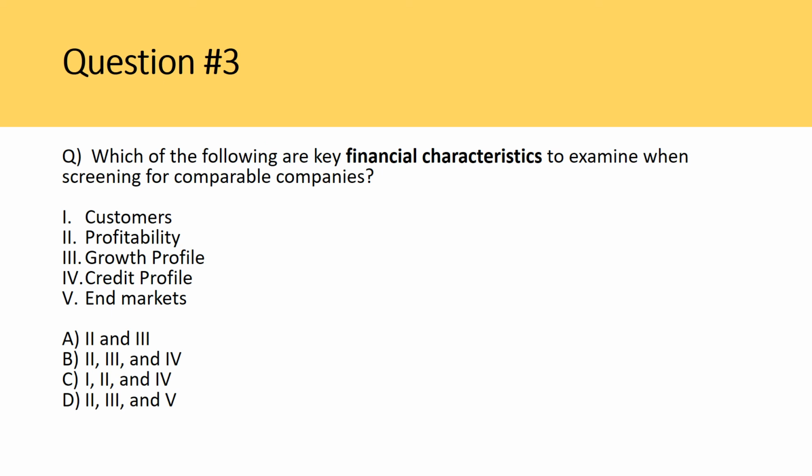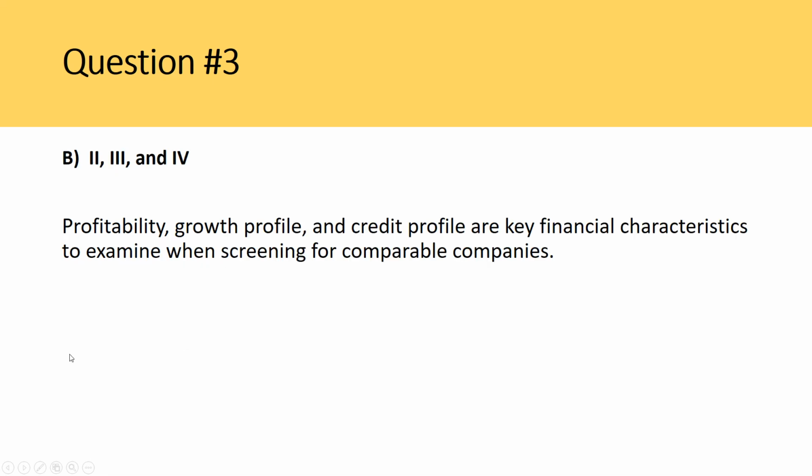Okay. Question 3, which of the following are key financial characteristics to examine when screening for comparable companies? Well, from a financial characteristics perspective, we're looking at the performance of the company and some financial measures to determine if it is size-wise and profitability-wise similar to the comparable companies. So customers would not be financial characteristics. Profitability will be. The growth profile is very important, that it is a metric of financial performance. The credit profile is also important, but the end markets isn't. So the correct answer for question 3 would be 2, 3, and 4. So B would be the answer to that question.